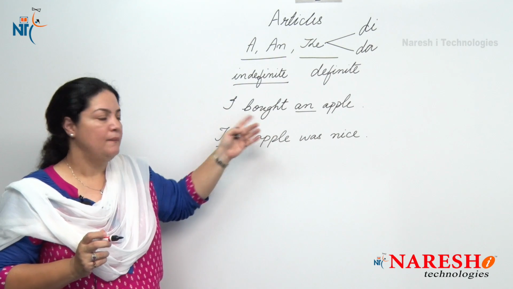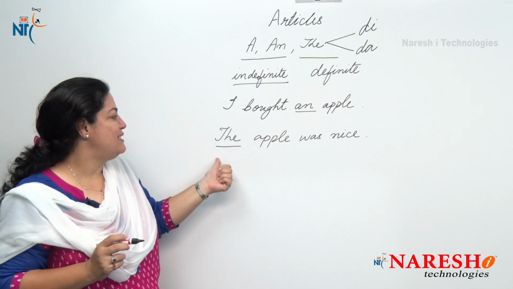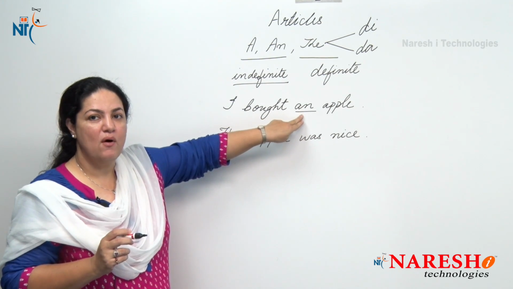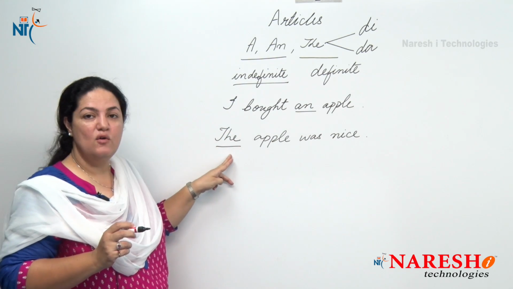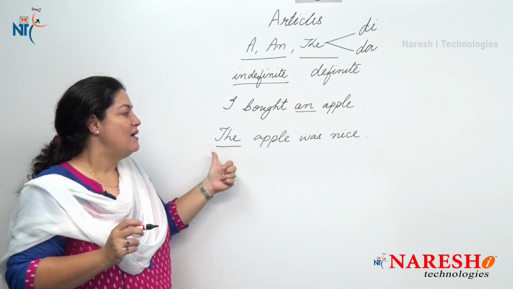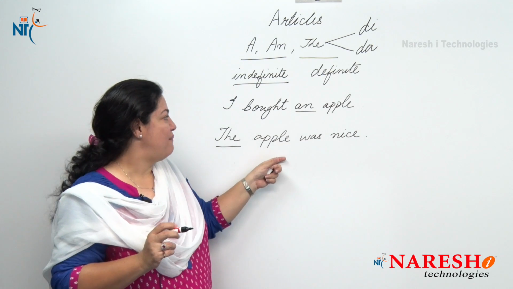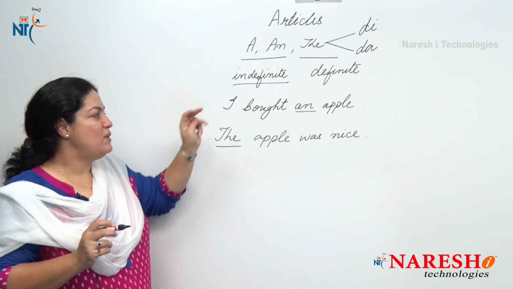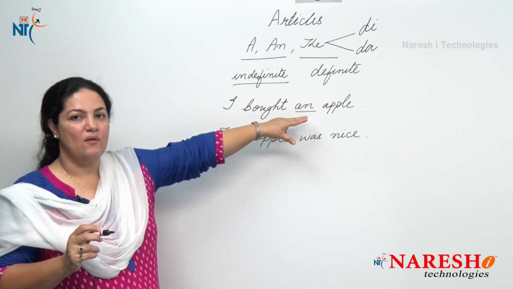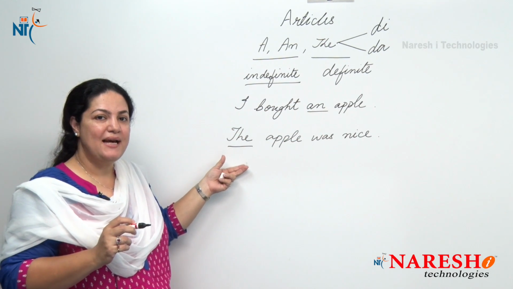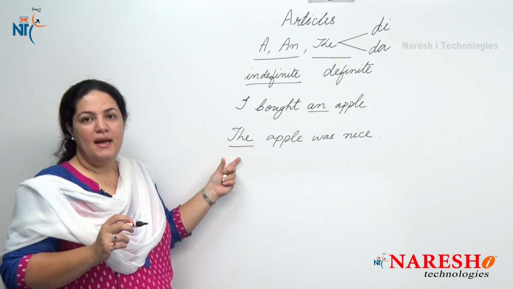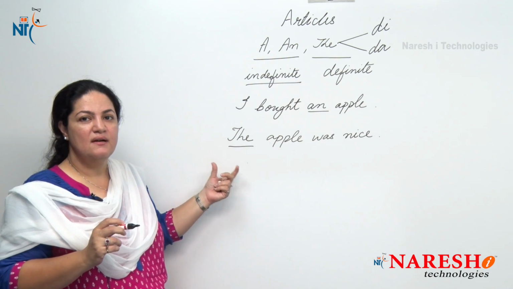That means any apple. Now in the second sentence, when I say "the apple," which apple am I talking about? I am talking about the apple that I bought. So here, the listener knows which apple I am talking about. It's not any other apple, but the one which I bought. So I say, the apple was nice. So the rule is, when you talk about something for the first time, you use "an" or "a" depending on the noun. And when you're talking about the same thing for the second time, you use "the," and this is the use of definite and indefinite articles.